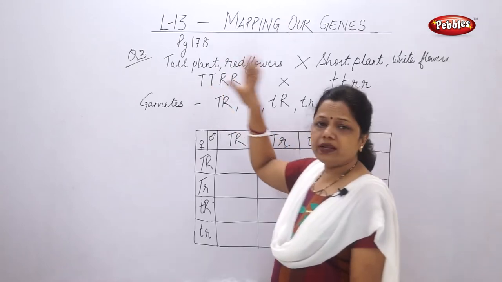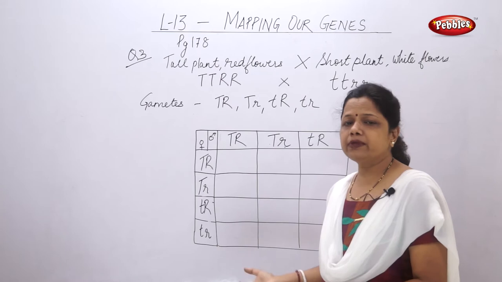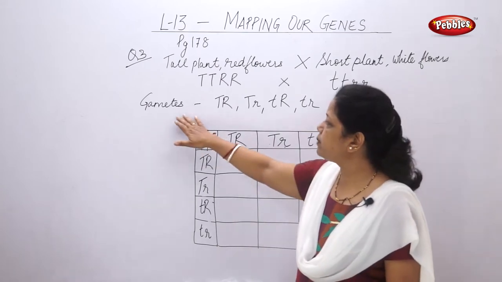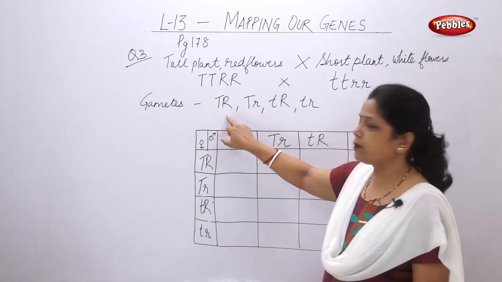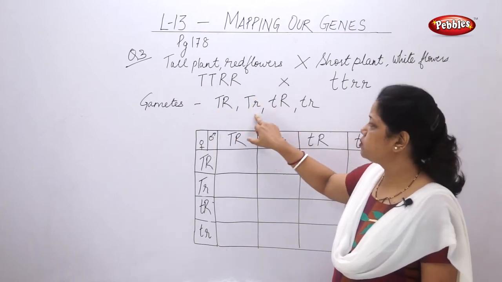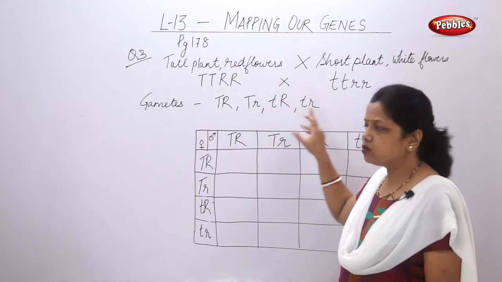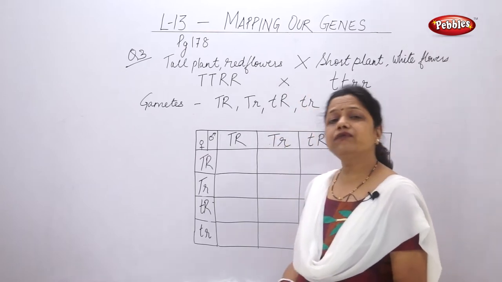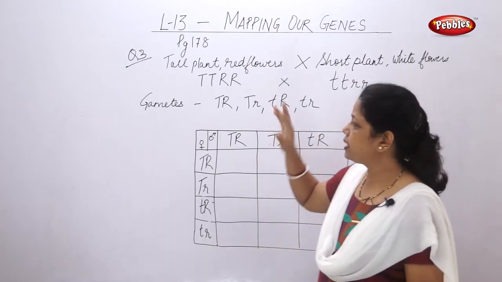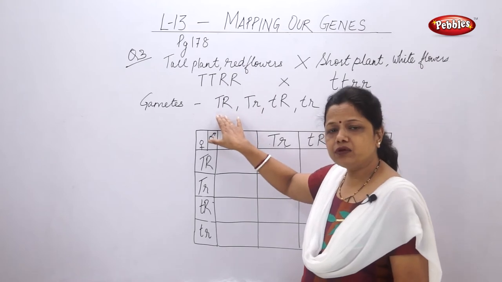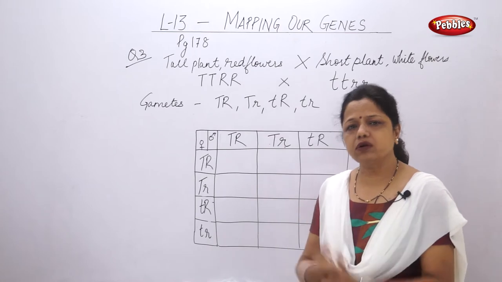Now from this combination we get 4 types of gametes, female gametes and male gametes. The 4 types of gametes will be combinations of these two: capital T capital R, capital T small r, small t capital R, small t small r. So these are the 4 combinations of gametes coming from male and female. Each gamete will have 2 characteristic features, and these are going to cross over.